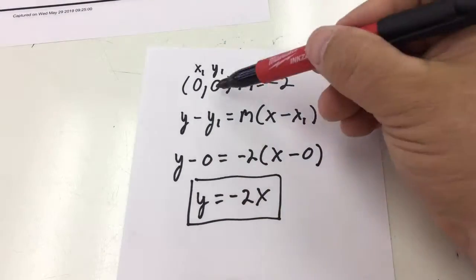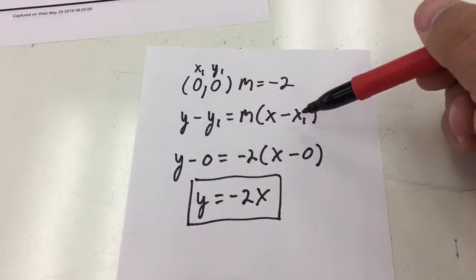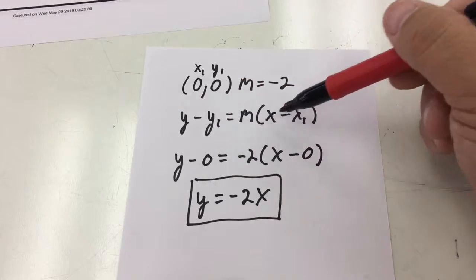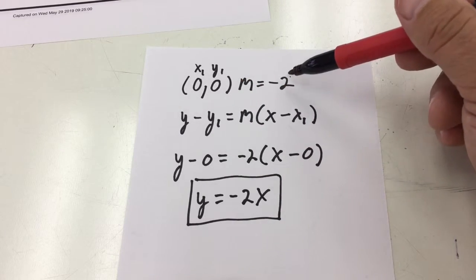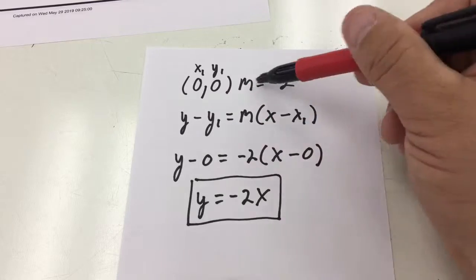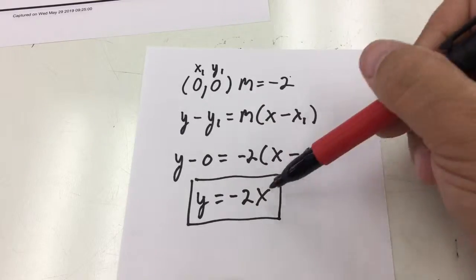So if we take a look, I have a point, 0, 0, and a slope of negative 2. I use my point slope form, so I write down y minus y sub 1 equals the derivative times x minus x sub 1. The derivative or the slope is negative 2. So I plug in that 0, I plug in that negative 2, and I plug in that 0. When I simplify, I get y equals negative 2x.